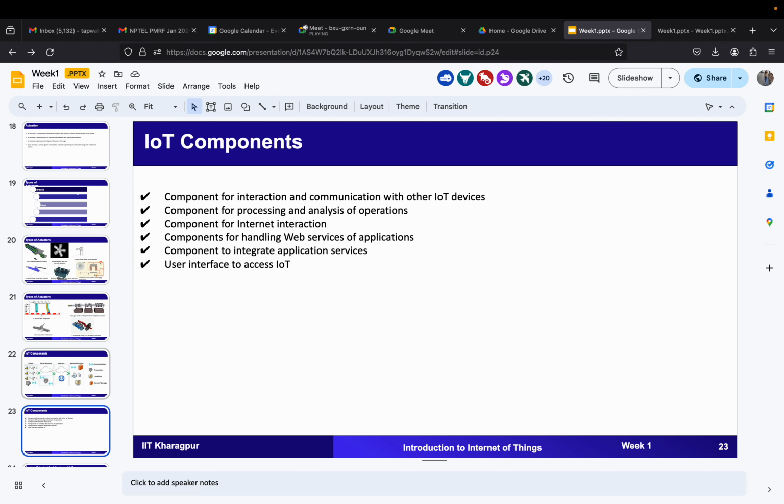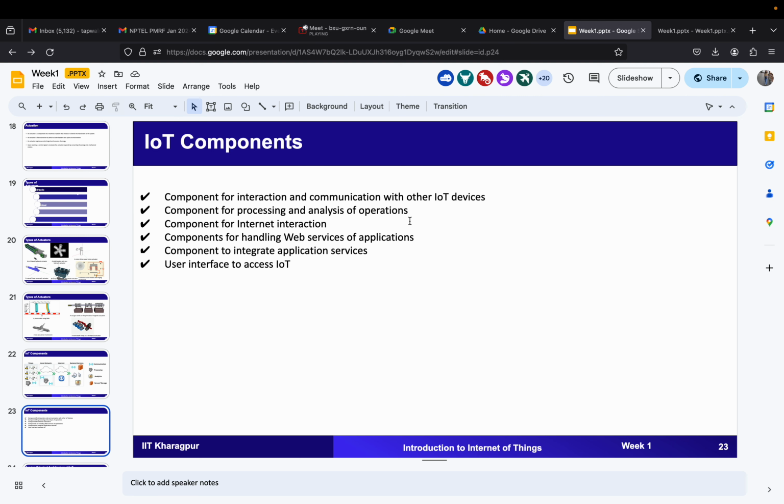Now, components of IoT. The first one is a component for the interaction and communication with other IoT devices. So one is the communication component. The second one is a component for processing and analysis of operation. The data which you have gathered or sensed, you have to perform some processing and analytics in order to perform some action, right? So we need a component for processing and analytics also.